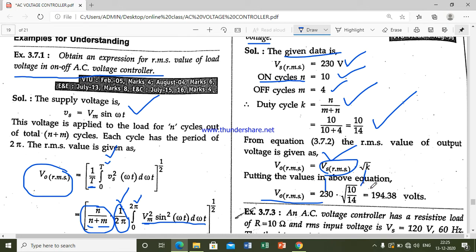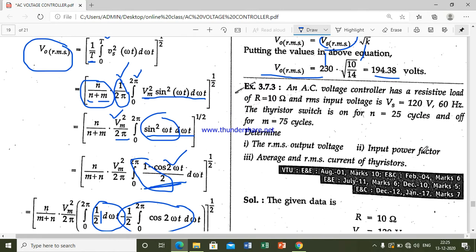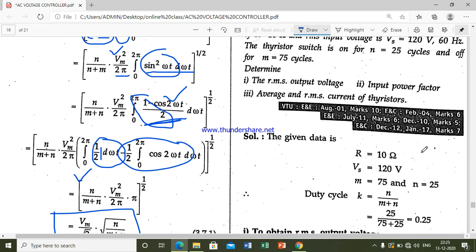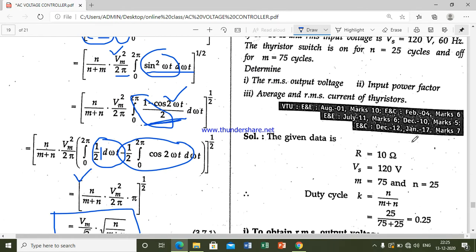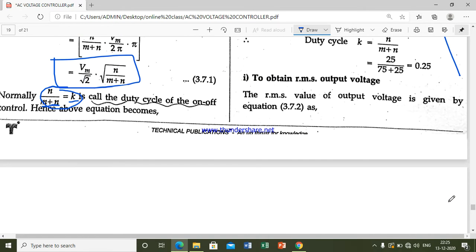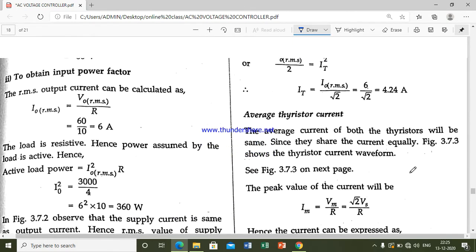Root k is root 10 divided by 14. You will get V naught RMS as 194.38 volts. Next, we will go with another simple problem. Similar to this one, how we have solved now, we can use that formula and we can solve that. They have given the input parameters and you can use the above formulas and calculate the values.